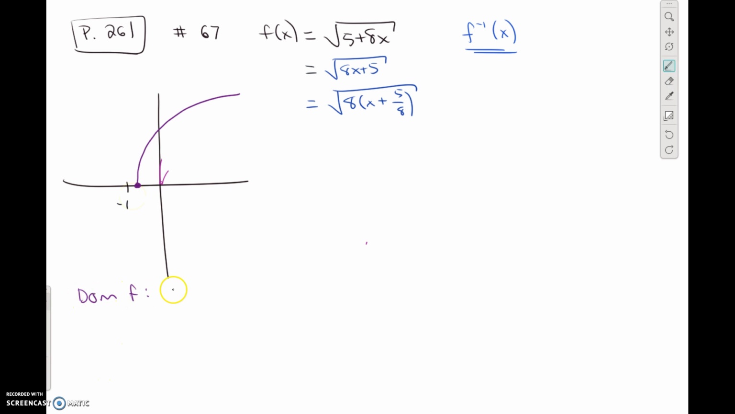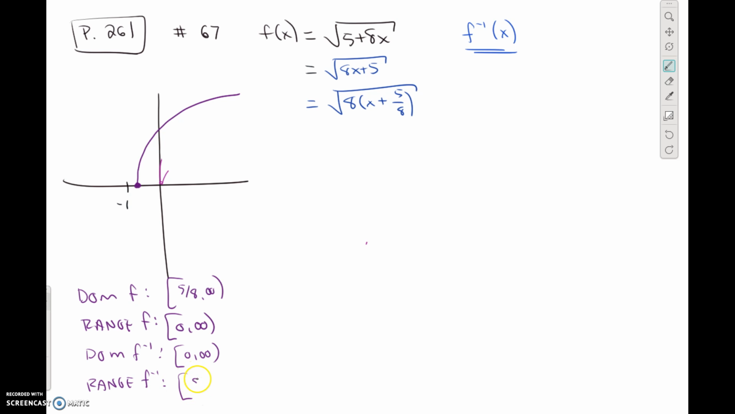The domain of f is from 5/8, inclusive, to infinity. The range of f is from 0, inclusive, to infinity. Therefore, the domain of my inverse is going to be 0 to infinity, and the range of my inverse is going to be 5/8 to infinity. Okay? Kind of a mess with that 5/8, but whatever.